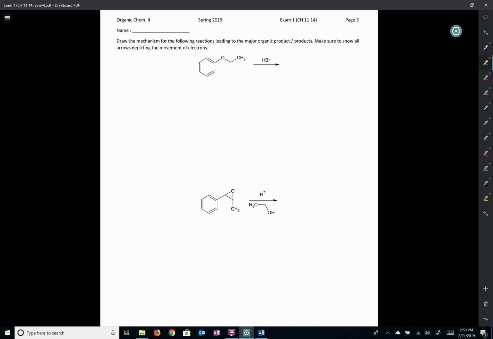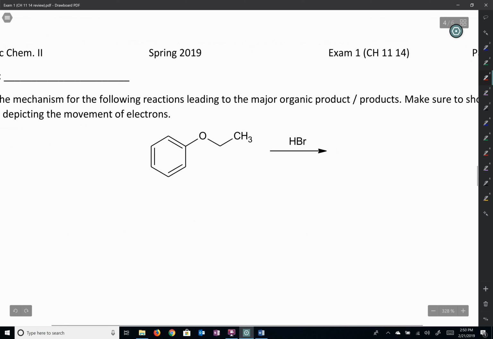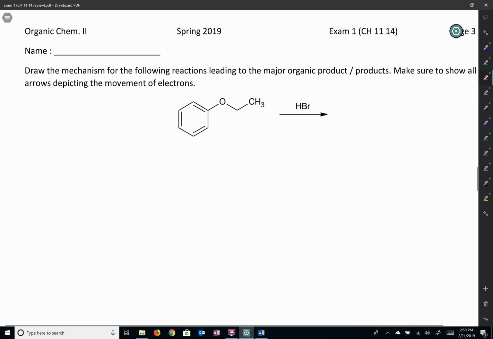All right, let's look at page 3 of exam 1. And here we're looking at some mechanisms. In the first one here, we've got an ether and we've got an acid. All right, so let's walk through our mechanism here. Oops. There we go. And we got HBr.